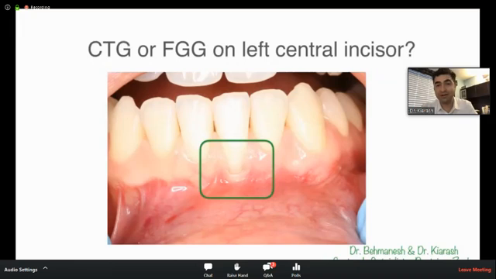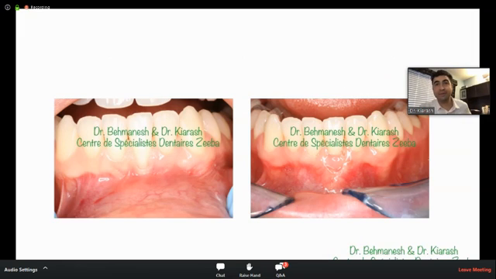Gets a little bit more tricky in this one, right? So let's end this in 3, 2, and 1. And the slight majority said connective tissue graft. And I agree. Can we do a connective tissue graft in this? Absolutely. These are the best cases for a connective tissue graft.